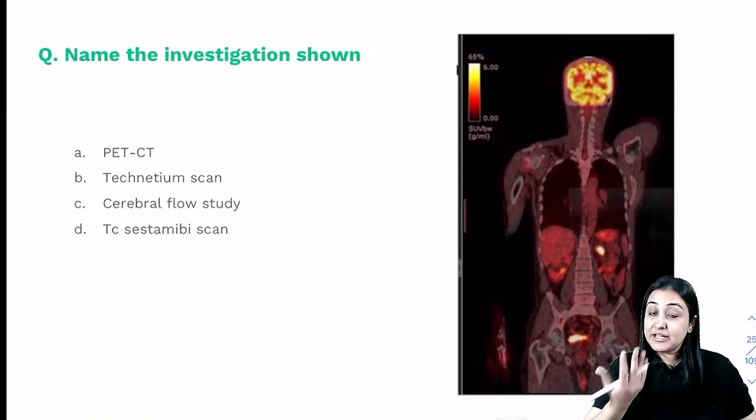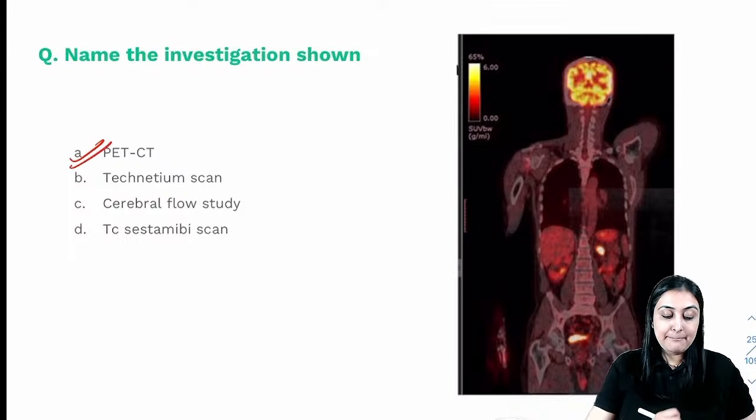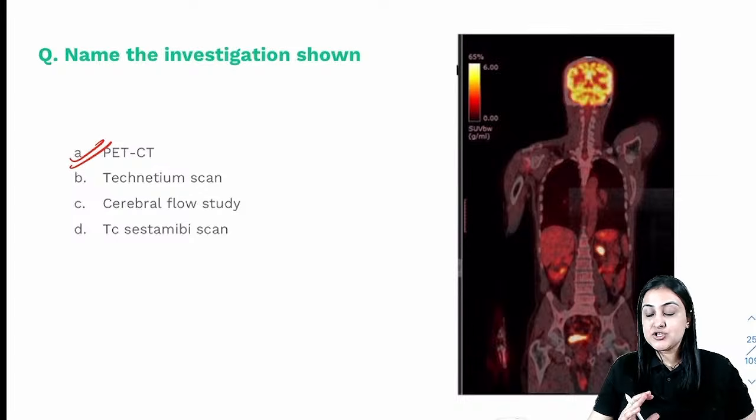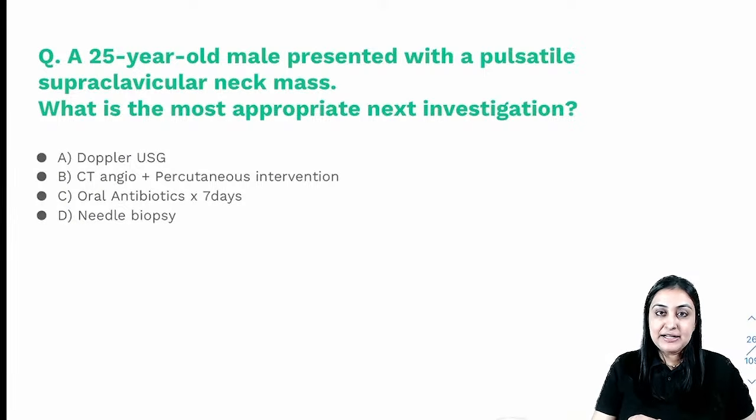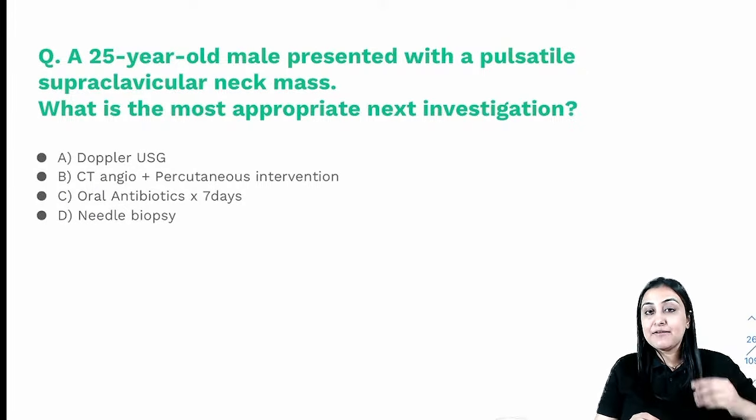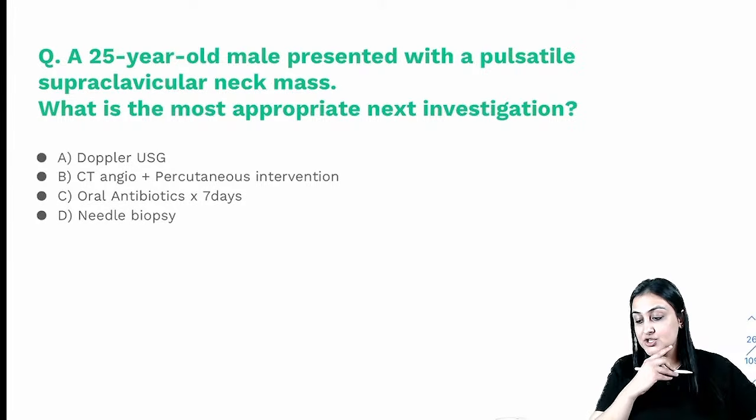Okay. Name the investigation. Very easy. PET CT, right? So this is orange PET CT, background has white bone, PET CT. Next, repeat FMG question. 25-year-old male with pulsatile supraclavicular neck mass. What is the most appropriate next investigation?